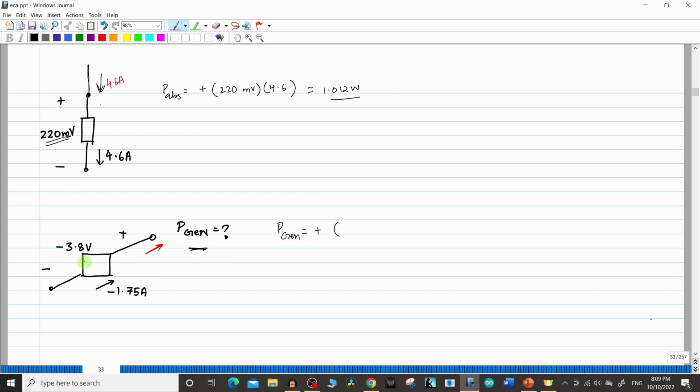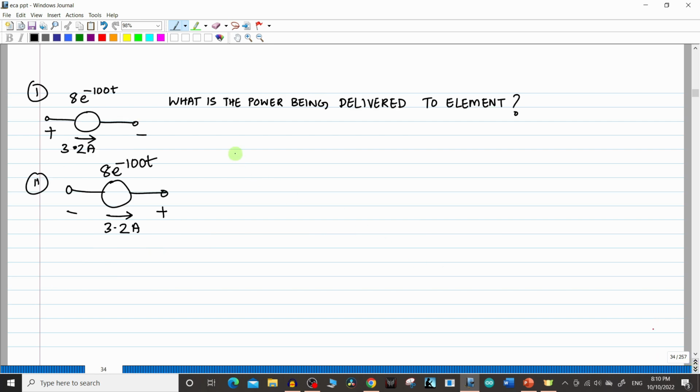And what is the voltage value? Don't go and change the polarity. Again, I am telling, just put it directly. So minus 3.8 into minus 1.75. So this value you will get is to be plus 6.65 watts. Moving to the next numerical.